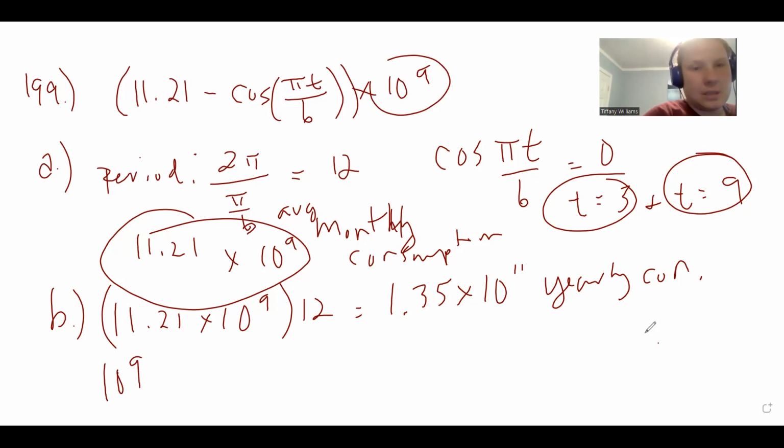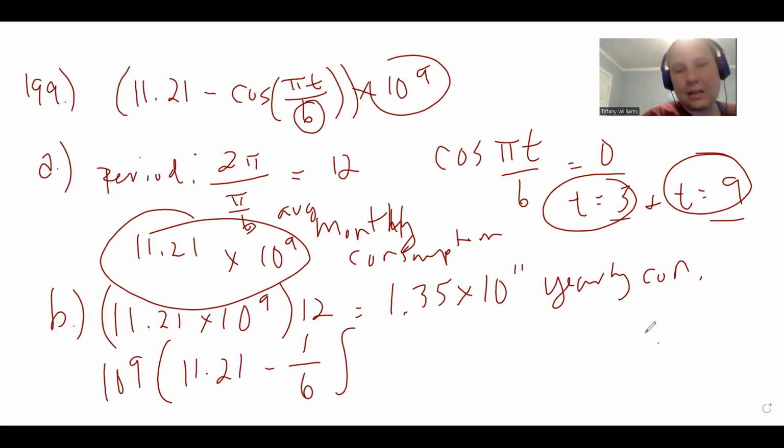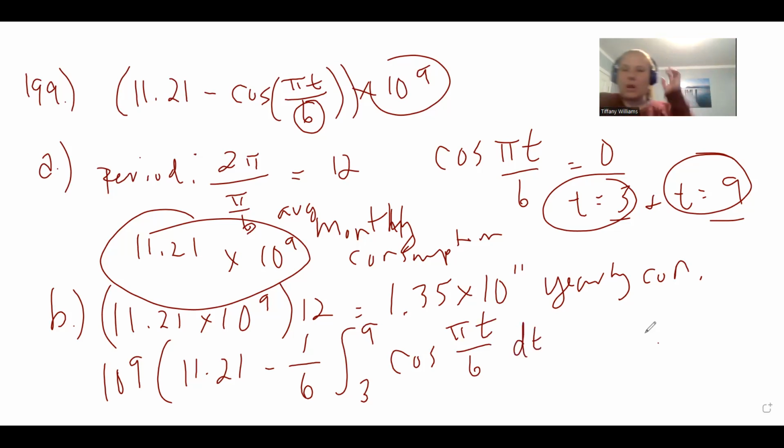So I'm going to have 10 to the 9th times 11.21 minus, and then I'm going to do 1/6. See, I'm pulling that 1/6 out. I'm going to take my integral from 3 to 9 of cosine of pi t over 6, and then dt. And I'm out of room, guys. So what I'd have to do is take the integral of cosine pi t over 6. Oh, no, I don't, because I pulled the 6 out. That 6 is not there. It's out front here. I just have to take the integral of cosine pi t.